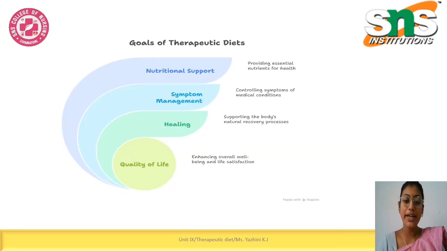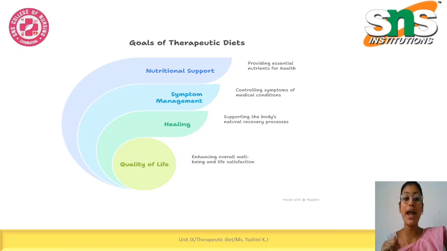Goals of therapeutic diet. I am talking about why we need it, what the goals are, and why we have to follow this diet. First goal is quality of life. This enhances the patient's life satisfaction, and overall well-being will come for the patients. And second is healing. Whatever the disease condition, we have to support the body's natural recovery process for the patients. So the second is healing.